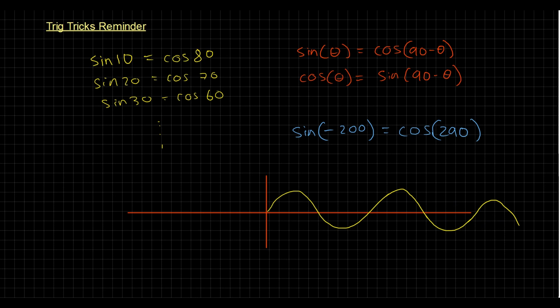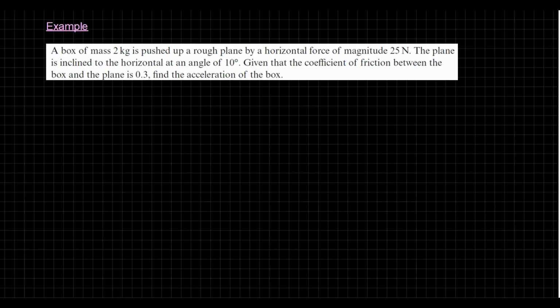And I think I've chosen this because it now comes up in our next example. It may or may not, but I've thrown it in there anyway because I think it's a useful rule. Okay, right, so final example before you do some questions. A 2 kilogram box is on a rough plane, with a horizontal force going on, inclined by 10 degrees. You're given the coefficient of friction. Find the acceleration.